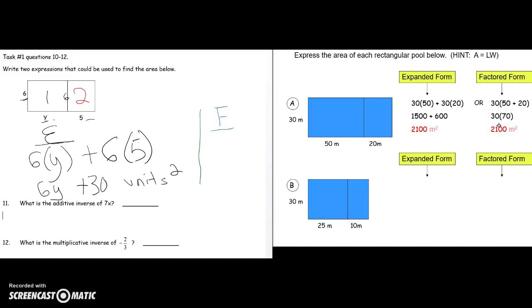So we're going to do the same thing for question 10. 6 is our length, as you can see over here, and inside of that we have our width, which can be represented by y. Remember, it's the sum of the width, so it's y plus 5. Next we have to distribute. 6 times y gives us a product of 6y. 6 times 5 gives us a product of 30. And as I told you before, you need to make sure your answer is represented in units squared. And that is it for question 10.